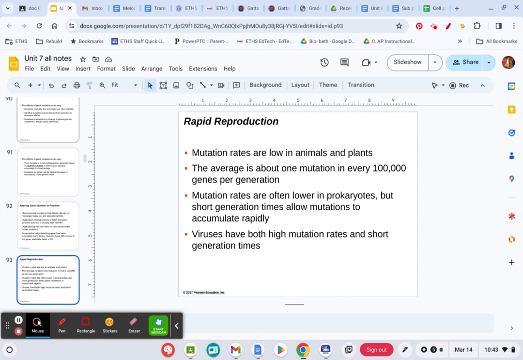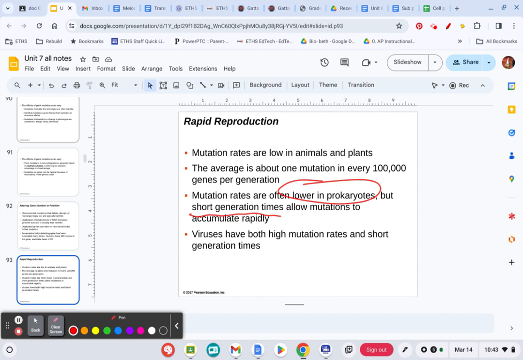Mutation rates are lower in prokaryotes. However, even though they're lower, they have shorter generation times. So, I don't even know the math, but you can have lots and lots of bacteria in a 24-hour period of time. So even though they have fewer mutations, you could have so many generations that the mutations would start to add up after a while.